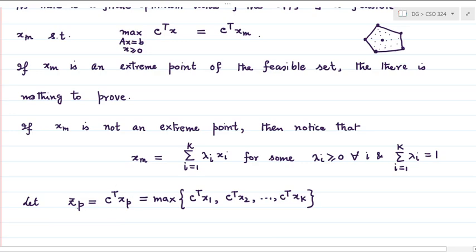Fine. Now, if this is so, then you notice the following. You have zm, which is equal to c transpose xm.